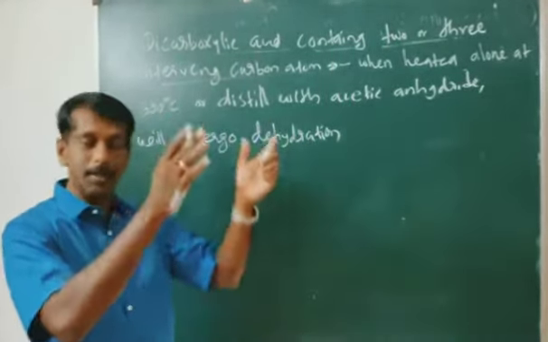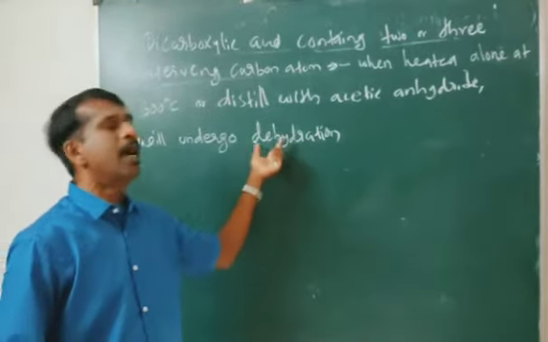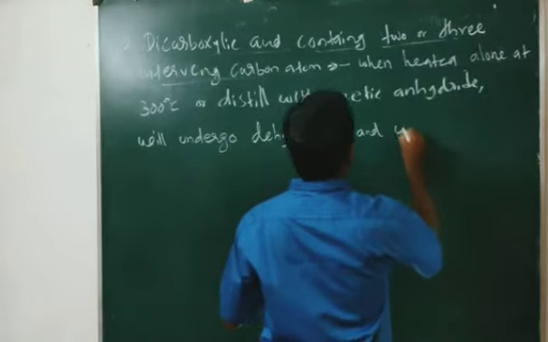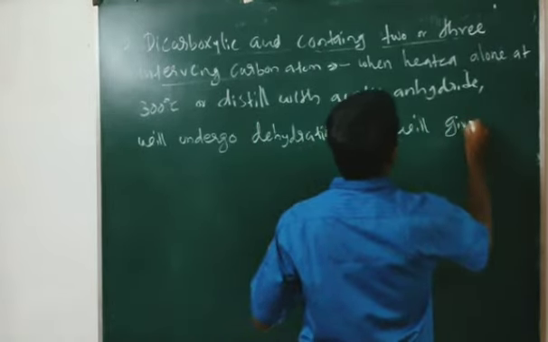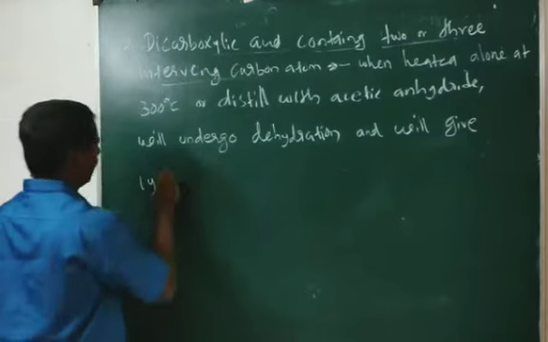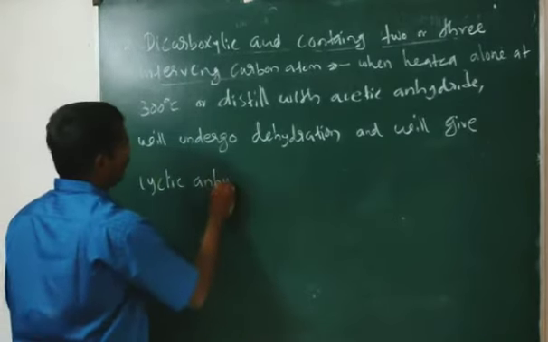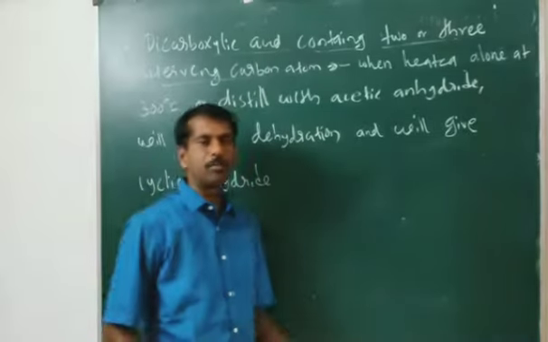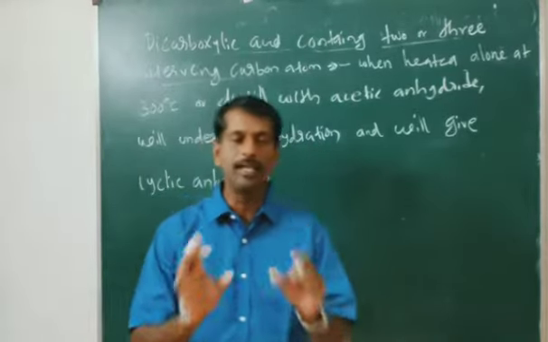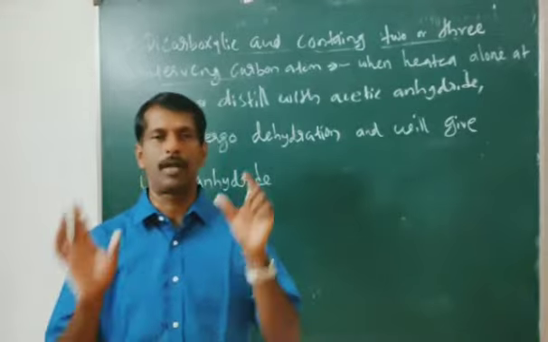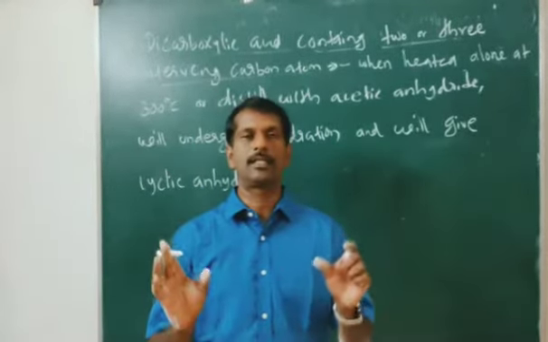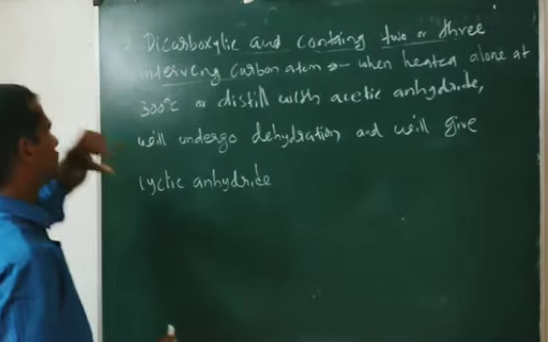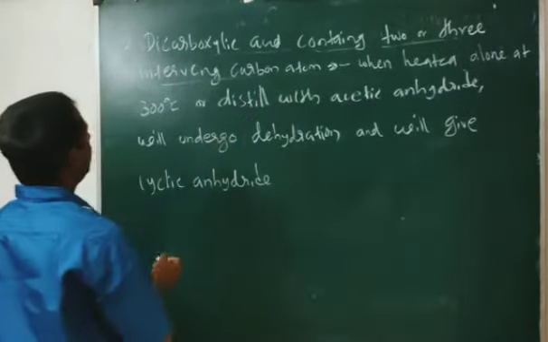The first case, elimination of carbon dioxide. In the second case, elimination of water molecule, dehydration, and it will give cyclic anhydride. This is the Blanc's rule for dicarboxylic acid containing 2 or 3 intervening carbon atoms. When heated or distilled with acetic anhydride, it will give cyclic anhydride. Let us go through examples with 2 or 3 intervening carbon atoms.